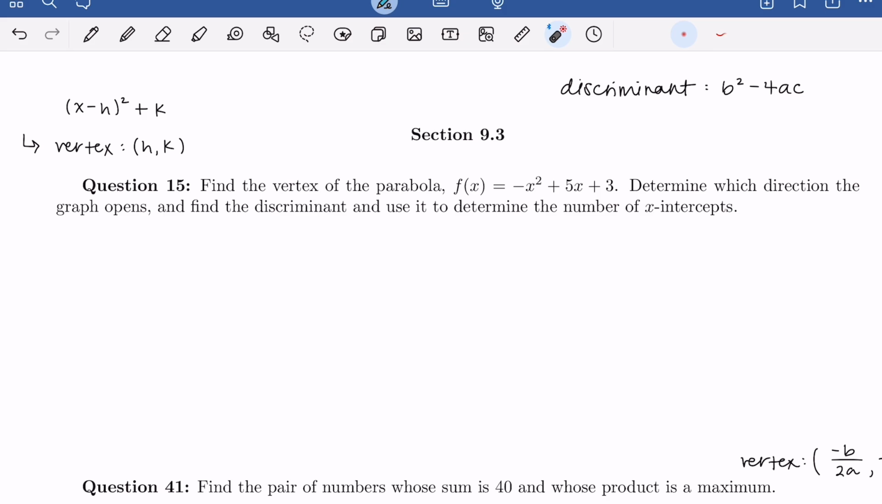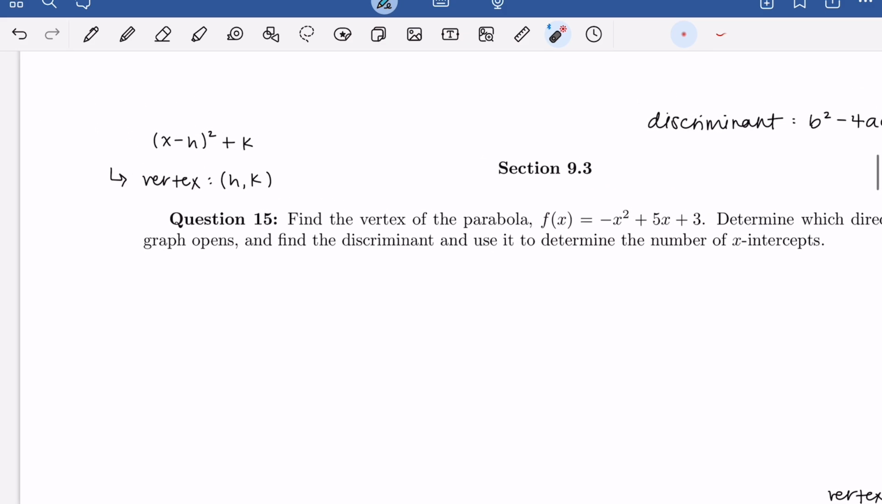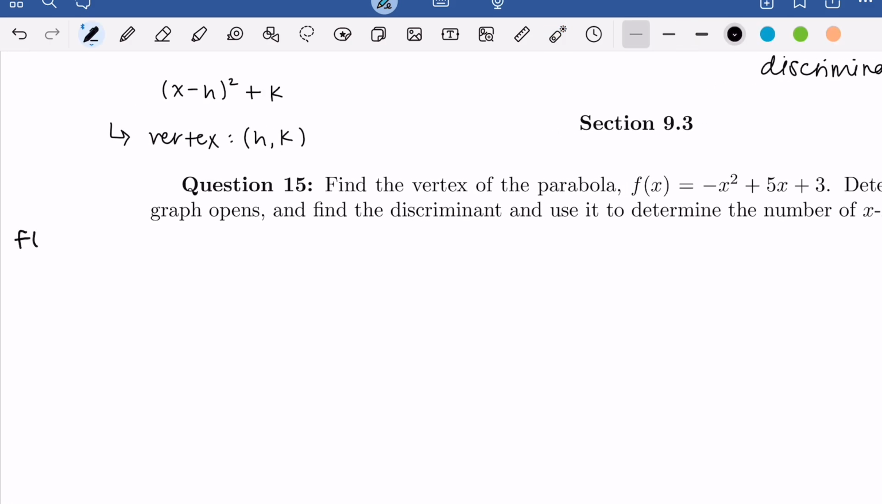Now, in order to transform this guy, we're going to have to complete the square. And if you remember from section 8.1, we looked at a version of completing the square. So let's write down our function here. And if you remember, when we want to complete the square, we want the coefficient of this squared term here to be 1. So the first thing that we need to do is factor out this negative. Doing so, we're going to end up with this function here.